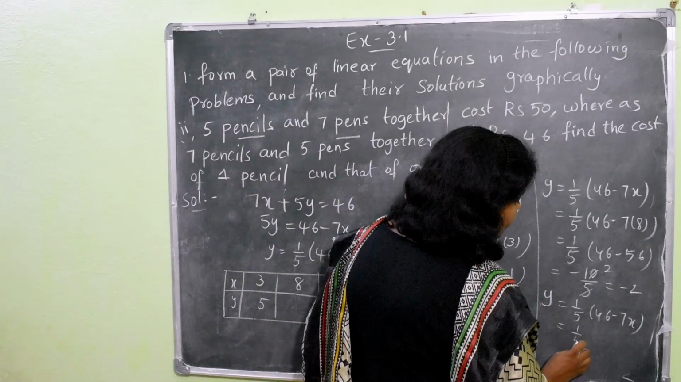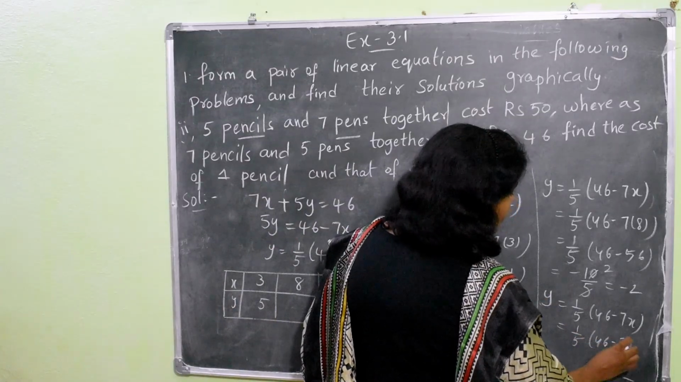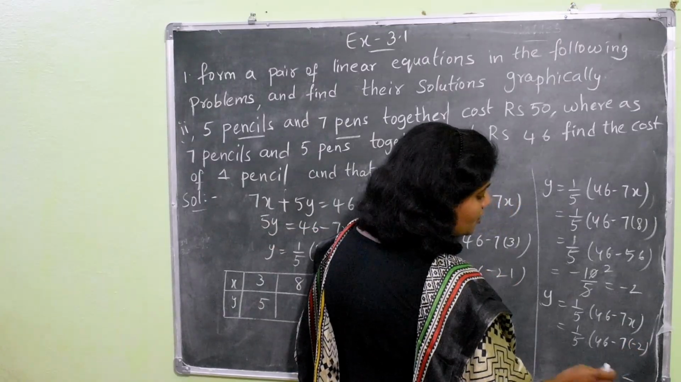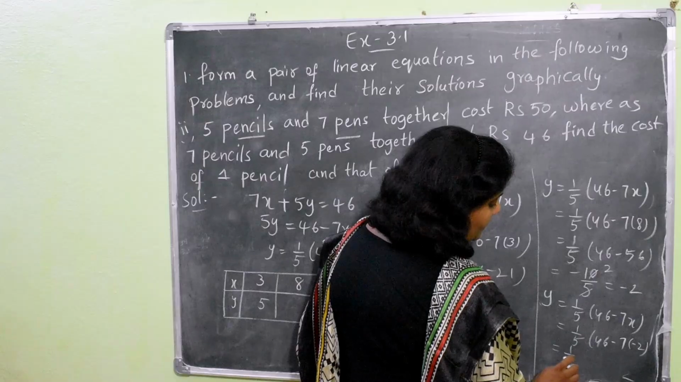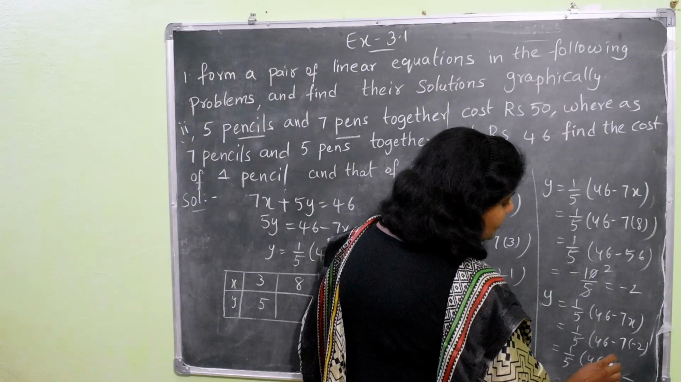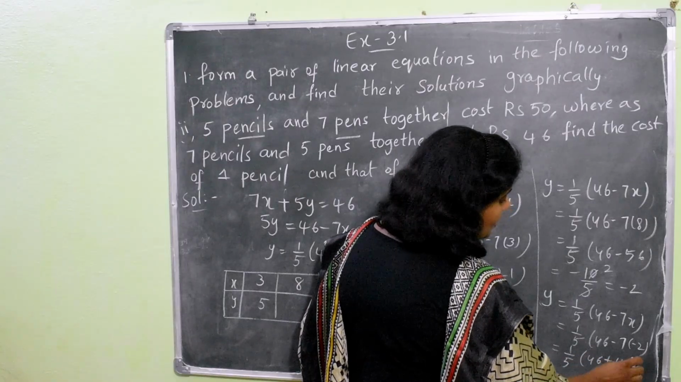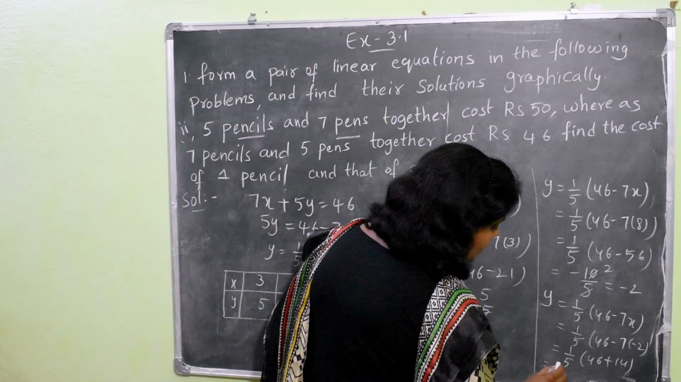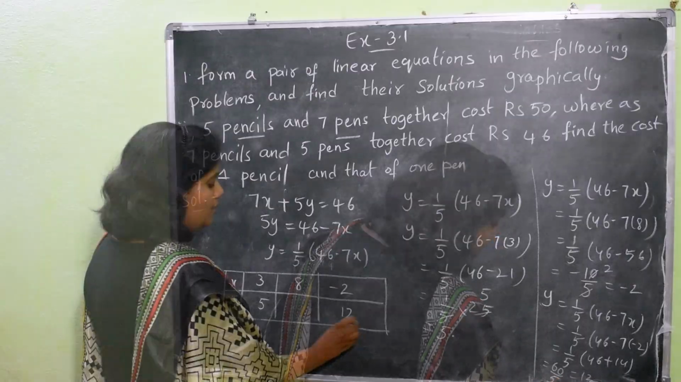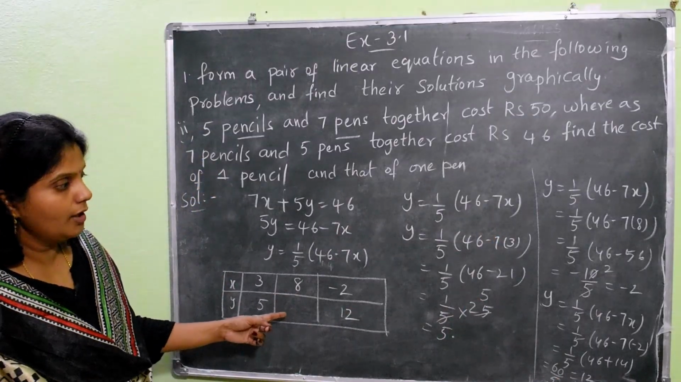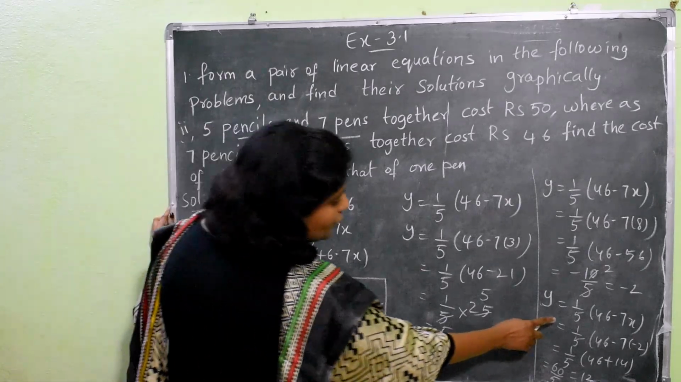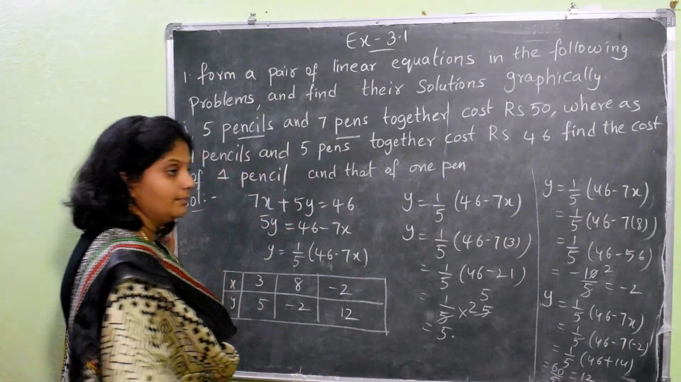And let's take the x value as minus 2. So 1 by 5 into 46 minus 7 into minus 2. So minus into minus how much? Plus. So plus 7 2s are 14. So 46 plus 14 how much? 60. So 60 by 5. So for x is equal to 8, we have got the value as minus 2. And for x is equal to minus 2, we got the value as 12.